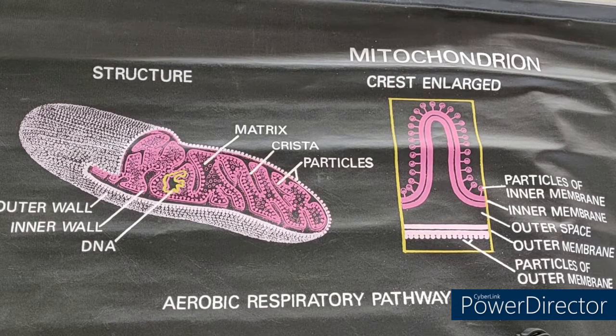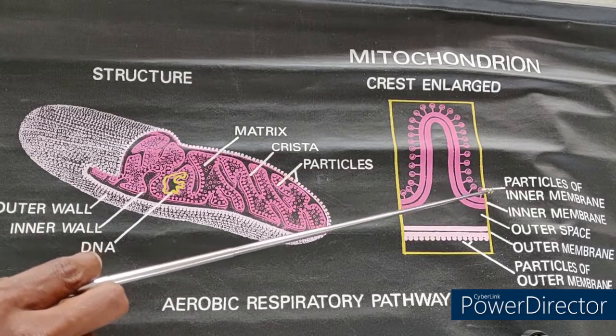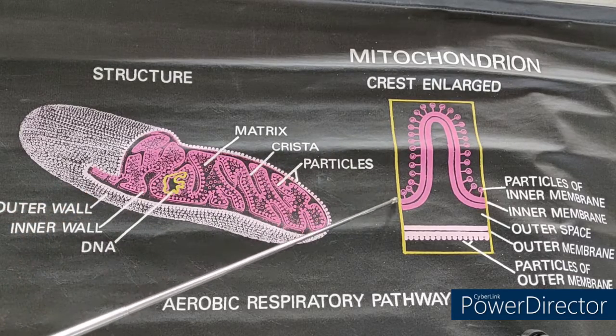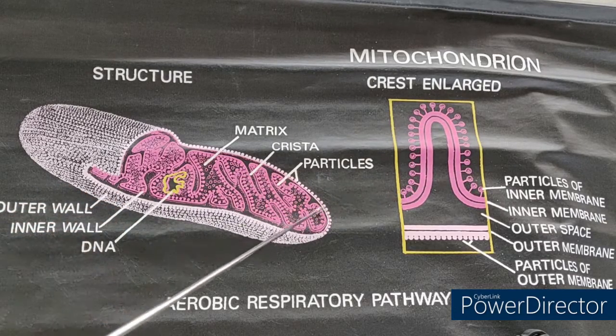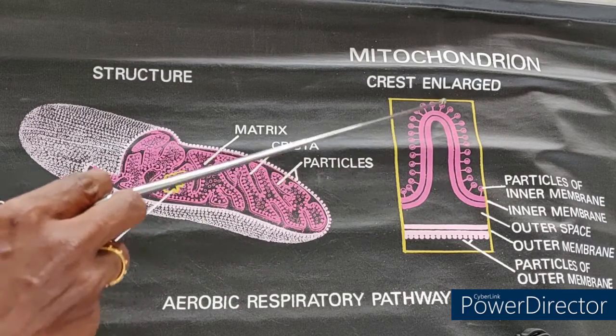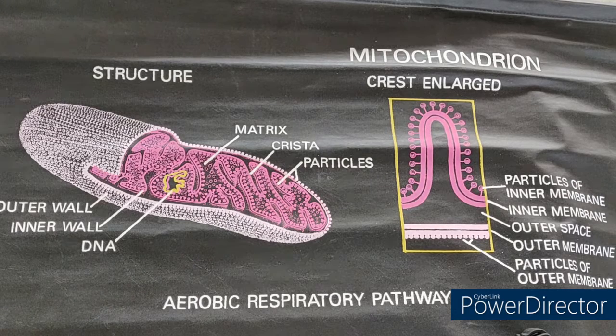These oxysomes are otherwise known as F1 particles. In the next picture you can find small matchstick-like structures. They are actually known as oxysomes, which are found in the cristae. So the cristae are finger-like projections on which you find these oxysomes, also known as F1 particles, and these F1 particles are involved in the synthesis of ATP.